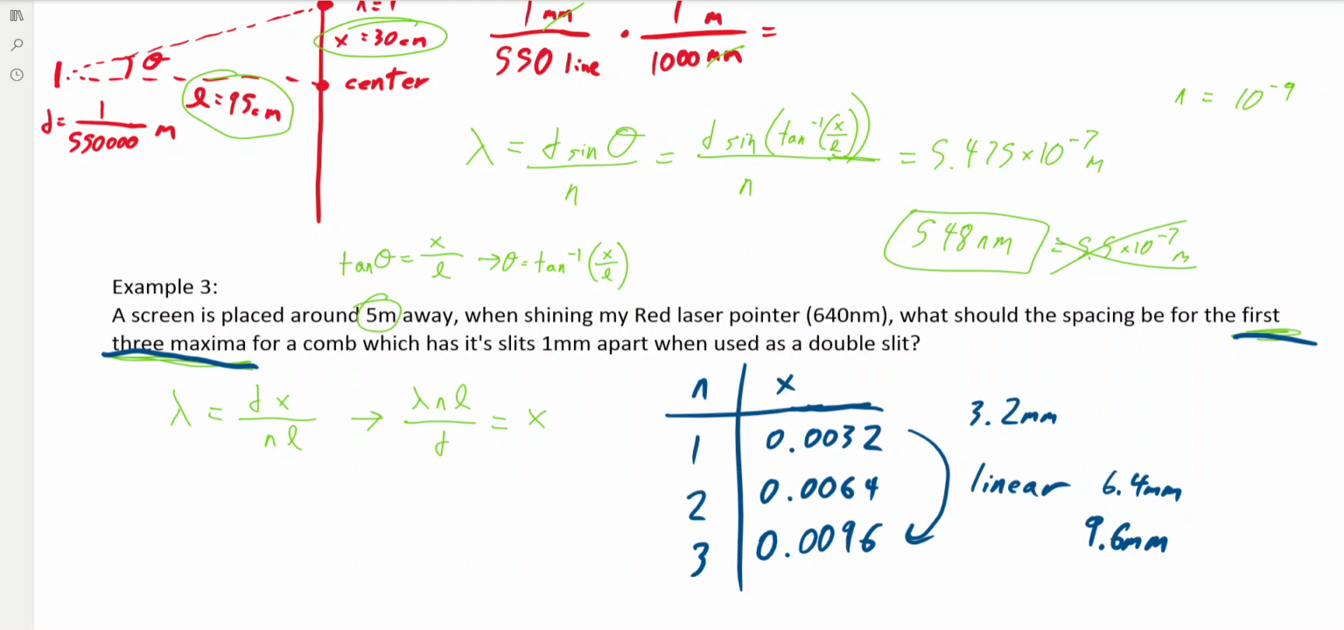So it shows how close they are with a red laser pointer and a comb. So what you want to do is you want to get those slits closer together in order to get a better result.